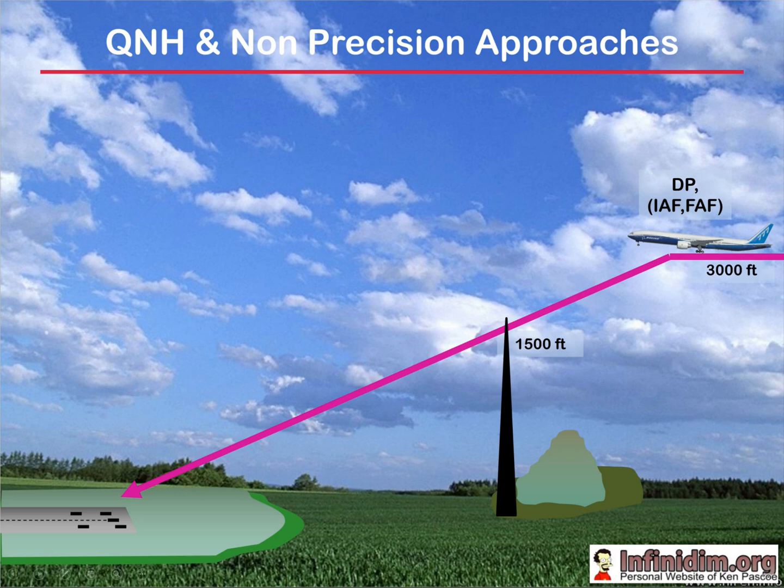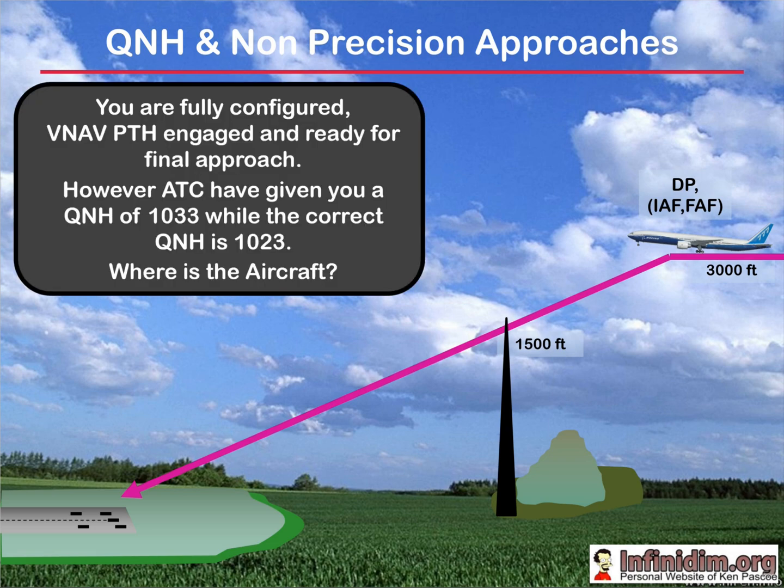An underlying threat to all non-precision approaches is errors in the barometric setting by the crew, QNH. Let's have a look at an error in QNH setting for your basic VNAV non-precision approach, although this problem impacts basic modes as well. In this scenario, a falsely high QNH has been provided by ATC. In this instance, the crew have not followed SOPs and have failed to independently verify the QNH, and so the stage is set. So, where is the aircraft?